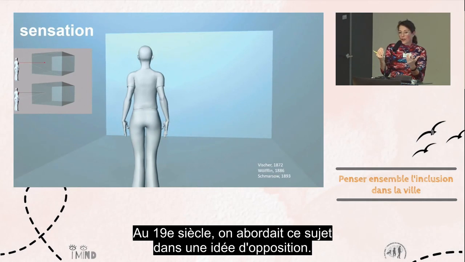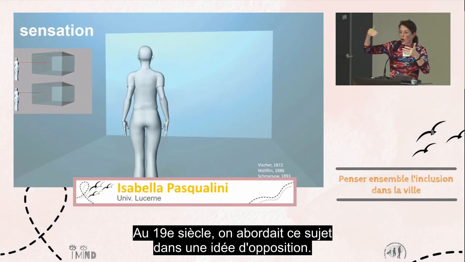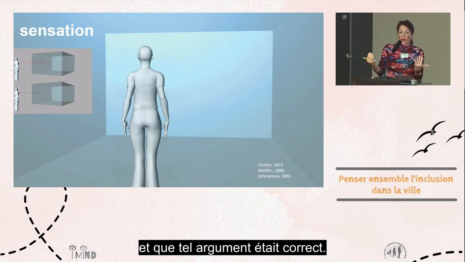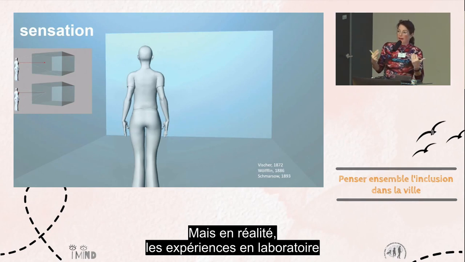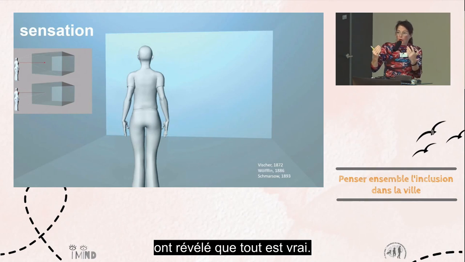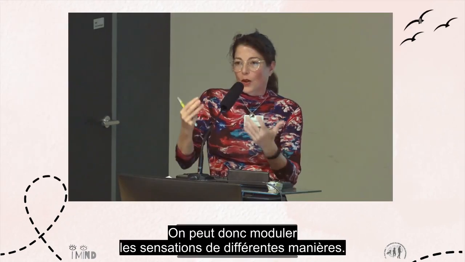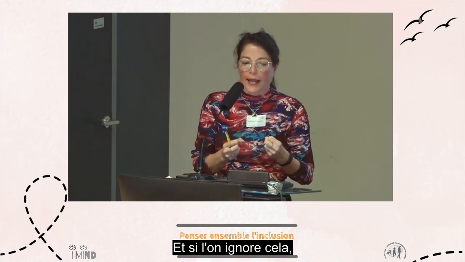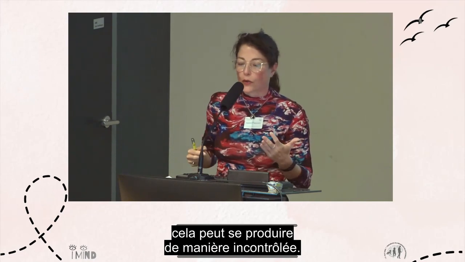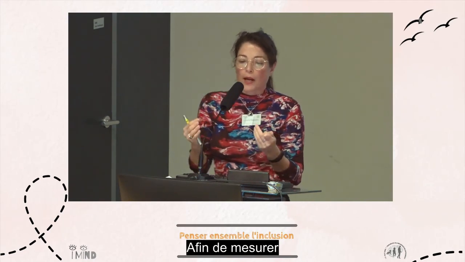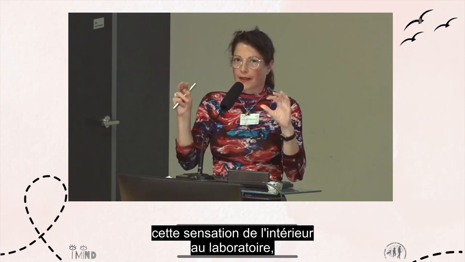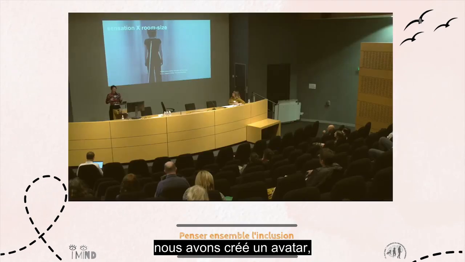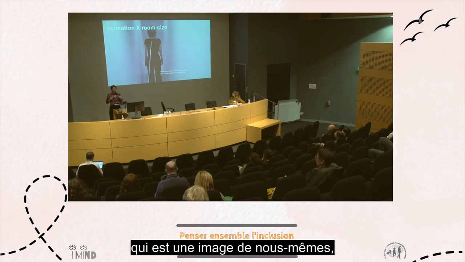And in the 19th century, this was discussed in concurrence. People had the feeling one thing is wrong and one argument is correct. But in fact, when doing the experiments at the lab, we found out that everything is true. It depends in which situation. So you could modulate sensation in different manners. And if we don't take action on that, it could happen in an uncontrolled way. In order to measure this sensation of the interior at the lab, we created an avatar, which is an image of ourselves.